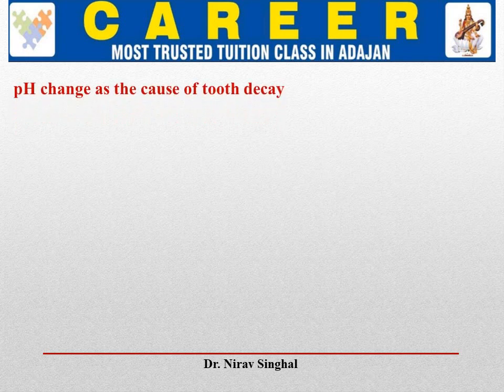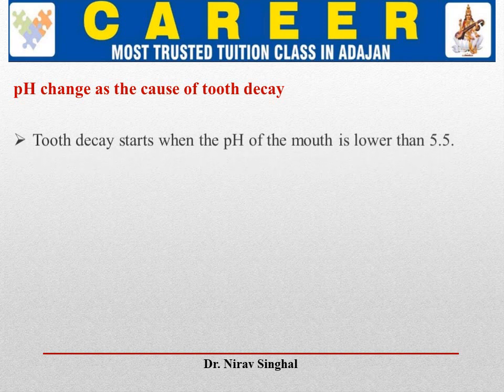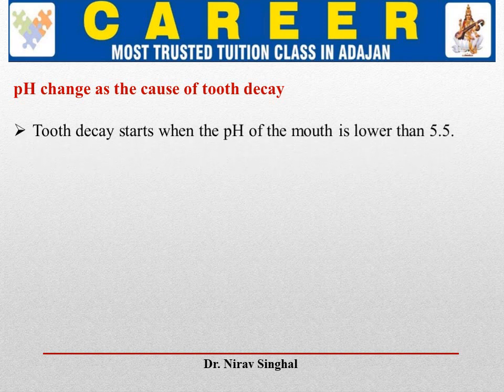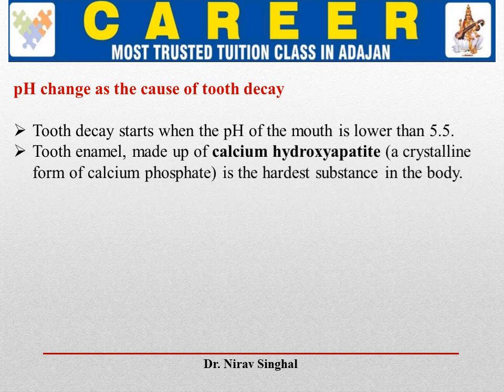Now, pH change as a cause of tooth decay. Our tooth enamel mainly consists of calcium phosphate. If the pH in the mouth is lower than 5.5, then tooth decay can start. That is under acidic pH. The tooth enamel, which is made up of calcium hydroxyapatite, is the hardest substance in the body, and it works best under basic or neutral pH conditions.